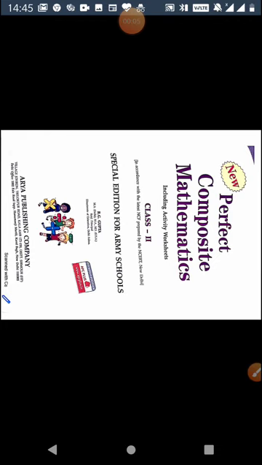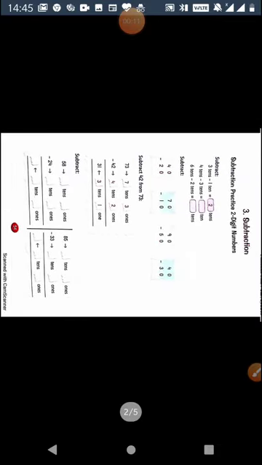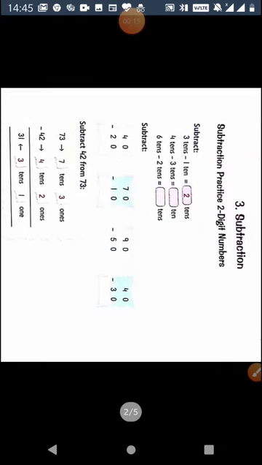This is your maths book, Perfect Composite Mathematics. Now we have completed chapter number 2. Today I will be starting chapter number 3, that is subtraction.